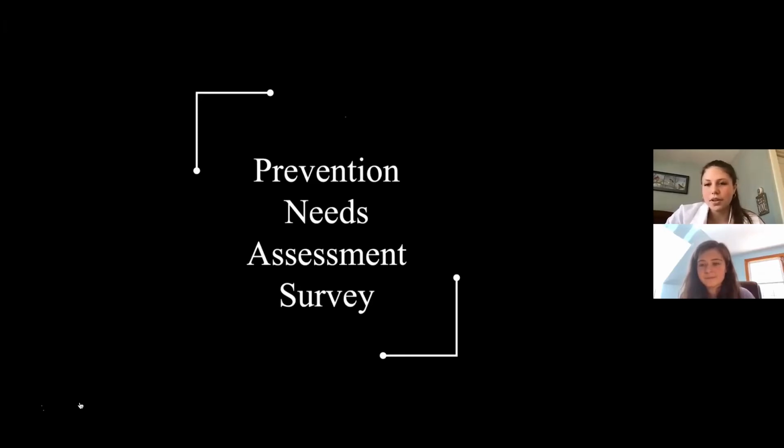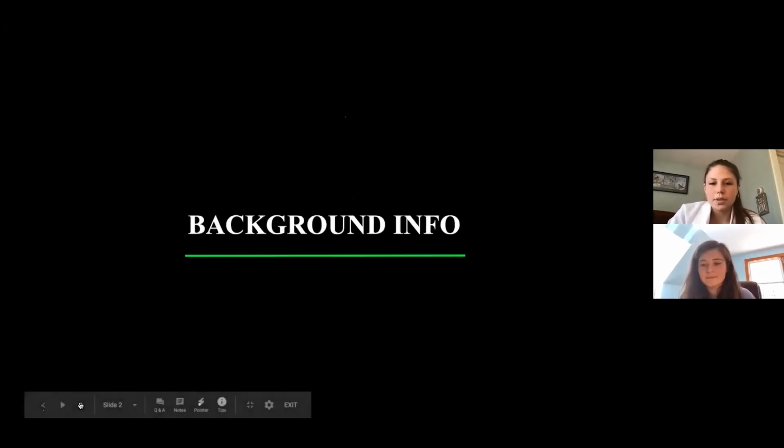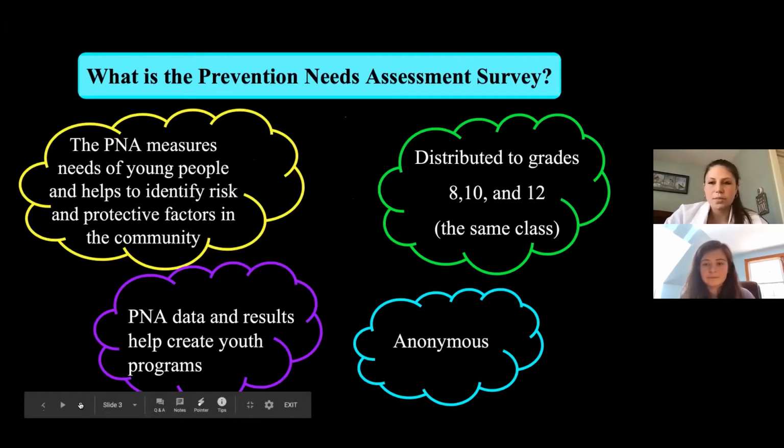And we just wanted to talk to you a little bit about the Prevention Needs Assessment Survey, which you'll be taking soon. So we just wanted to begin with a little background info about who distributes the PNA, what the PNA is, and who uses the PNA data. So what is the Prevention Needs Assessment Survey? It measures needs of young people and helps to identify risk and protective factors in the community. The PNA data and results help create youth programs, and it's distributed to grades 8, 10, and 12, all the same class. And we also really want to stress the importance that it's completely anonymous. So any answers that you give, we can't see what you specifically submitted. We just see your answer.